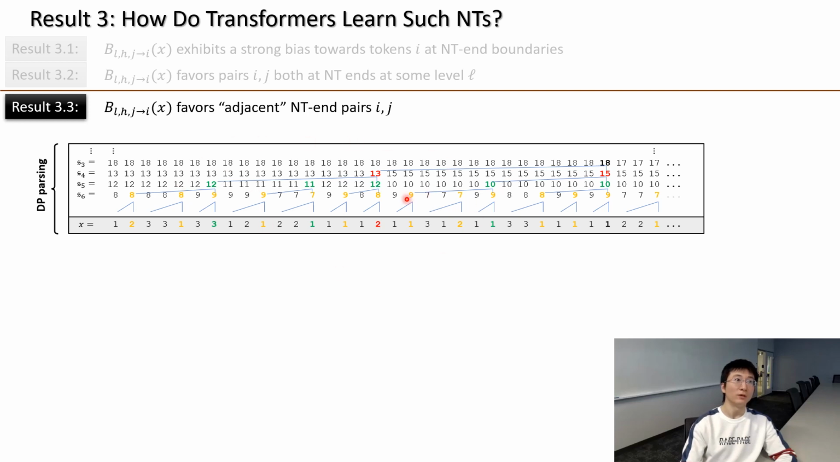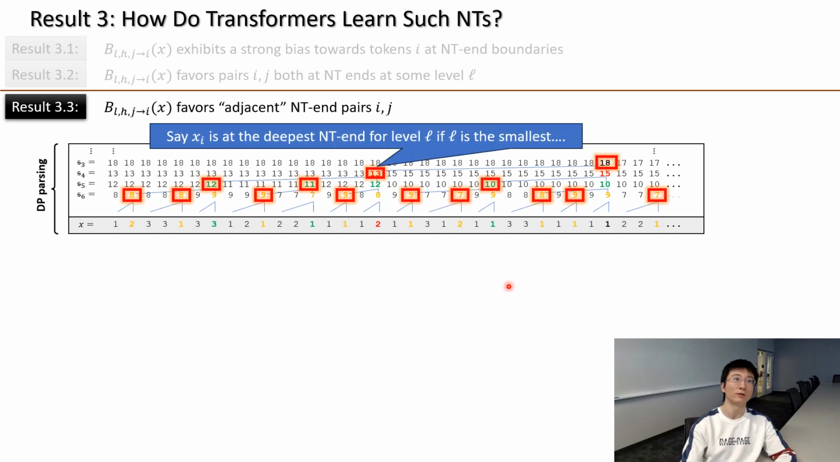Suppose there is a CFG parsing tree of the sentence. Then let's say that xi is at the deepest NT-end for some level L, if L is the smallest value such that xi is the NT-end for that level. So therefore, this symbol, for instance, is the deepest NT-end for this level, and this position is the deepest NT-end for this level, and so on. Okay, so that's a notation.